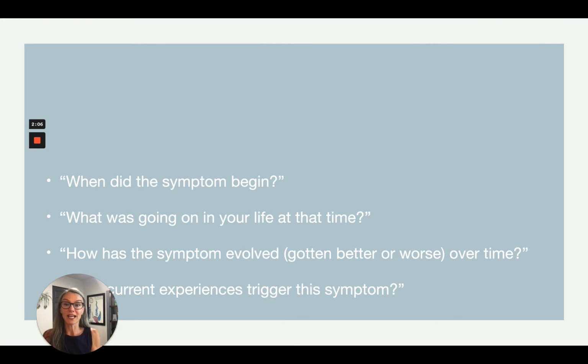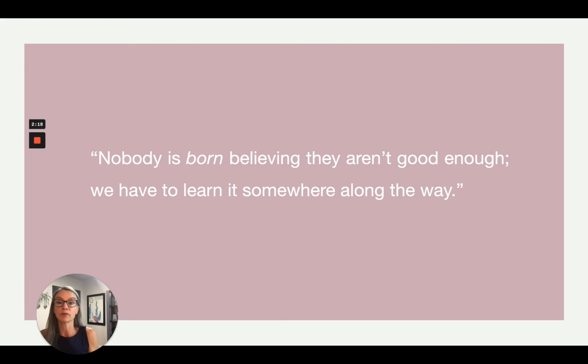for history taking. And what current experiences trigger this symptom? That's going to give me a lot of information, not just about the symptom and history connection, but also the connection to current symptoms. Clients sometimes are confused about why I'm asking about when their anxiety began or what makes it better or worse. I'm trying to get them to go back to the earliest time when they had this experience.